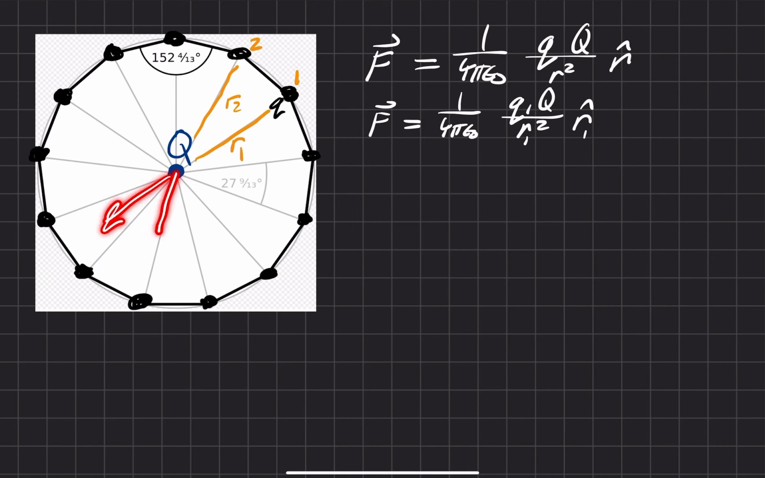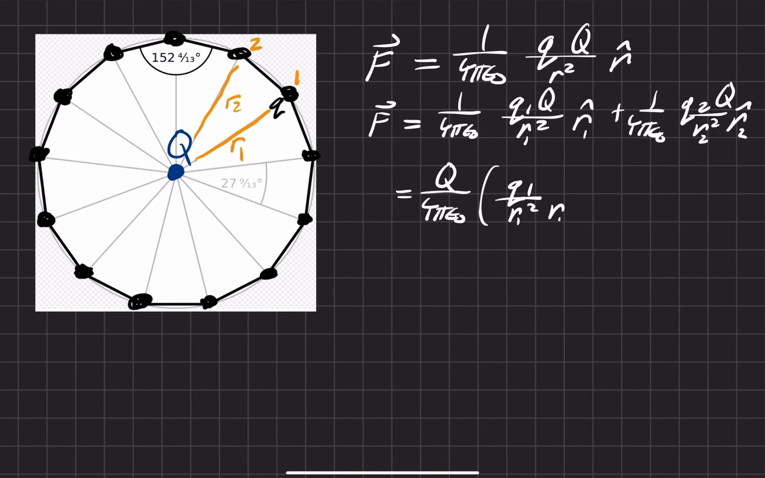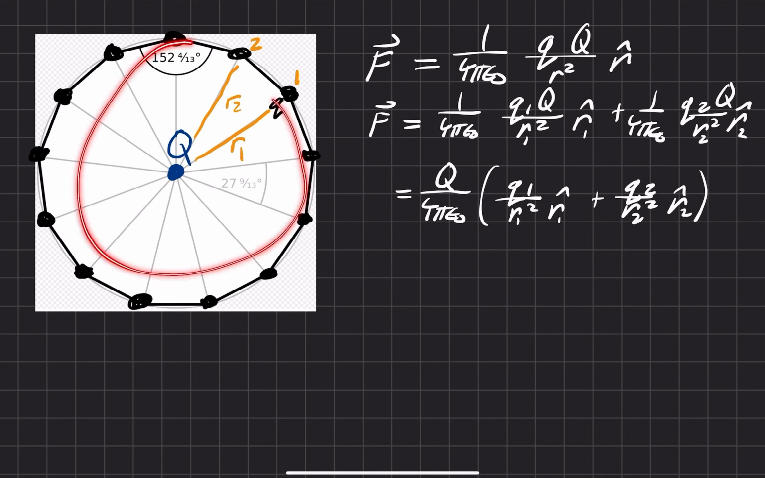Right? And then we can pick out some of the things that are common to all these, like this 1 over 4 pi epsilon naught and Q. And so we can pull these out. So 1 over 4 pi epsilon naught, and then Q right here times the Q1 over R1 squared in the R1 hat direction, plus Q2 over R2 squared in the R2 hat direction, right? And if we want to go really general on this thing, then we can just add a summation.